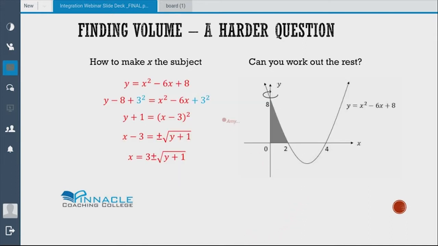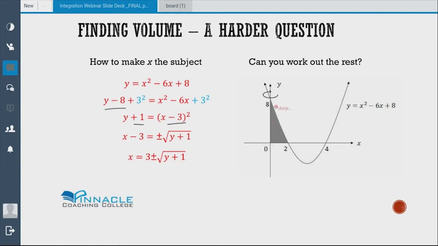So the first step, how do you make x the subject? That's the struggle everyone would have gone through. With a parabola, the easiest way is to try to complete the square. So what I did here is I moved the 8 across, so it's y minus 8, and then to complete the square, half of 6 is 3, so add 3 squared to both sides. On the left side, it becomes 9 minus 8, which is 1, and then the perfect square on the right. So square root that, plus or minus the square root of y plus 1, and then move the 3 back across.